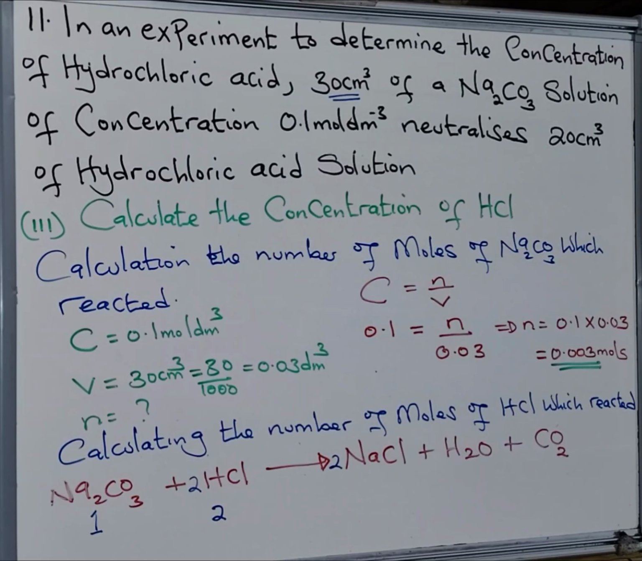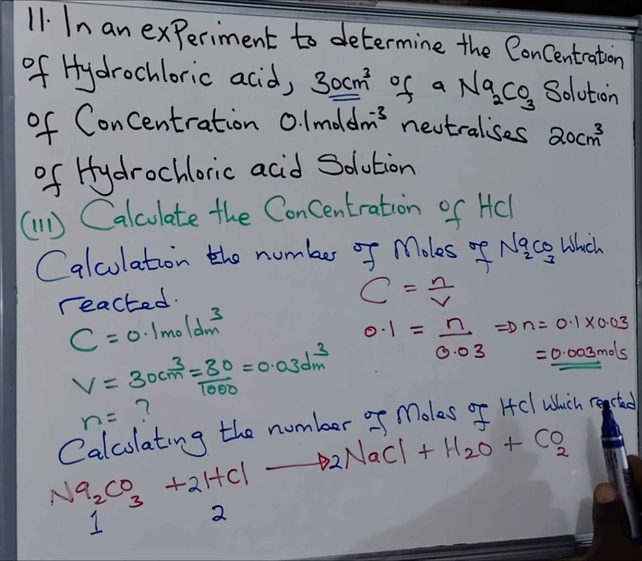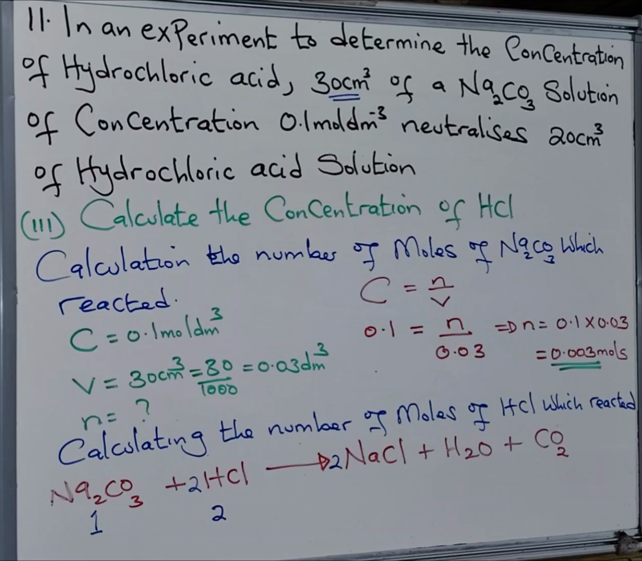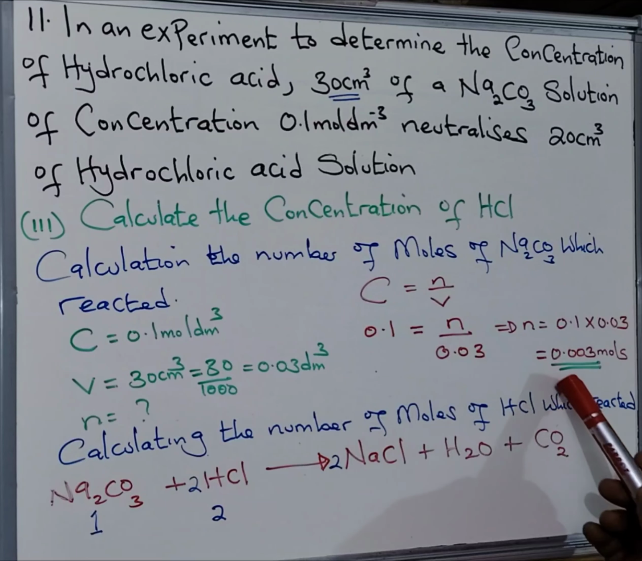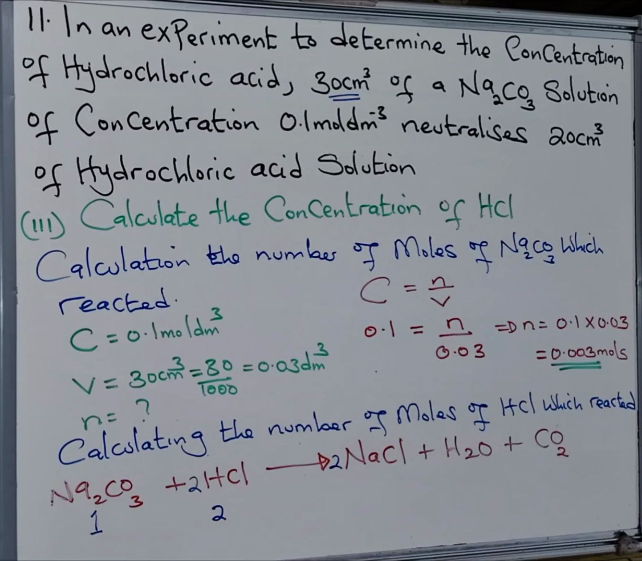Okay. So if that is true, then you bring your number of moles of sodium carbonate, because it's known, it is 0.003. So you put it under sodium carbonate. So it's going to be 0.003. And our unknown is this one. So it becomes X. So how do we get X? We get it by cross multiplying.